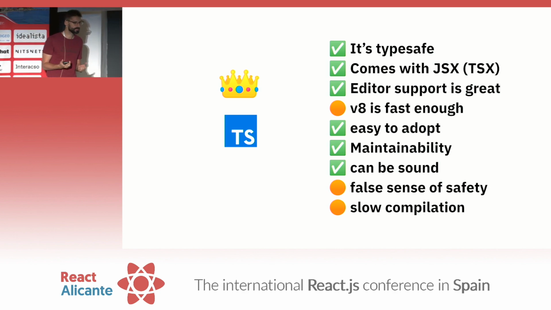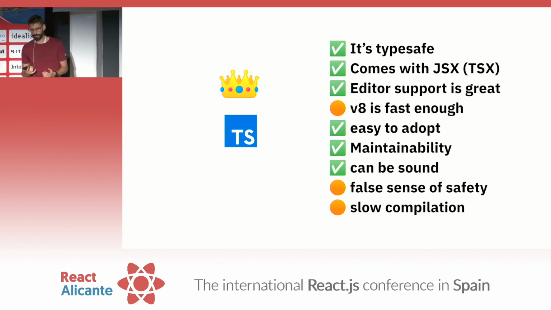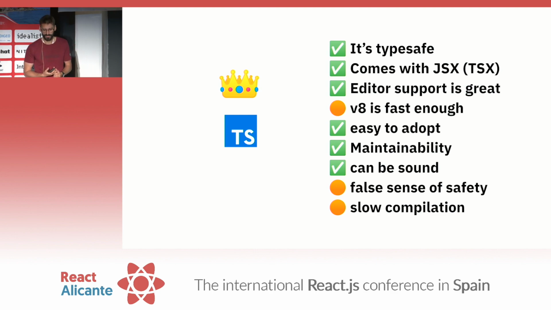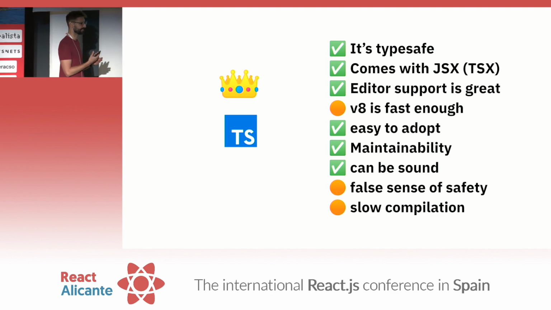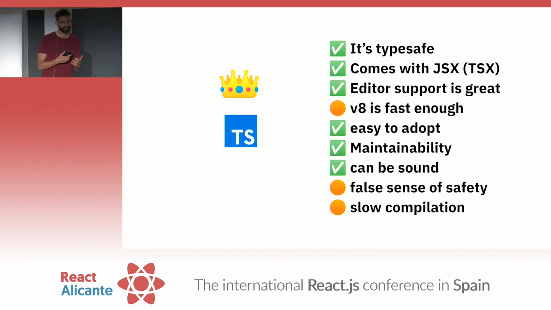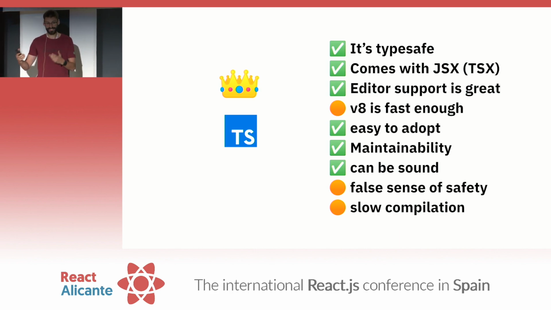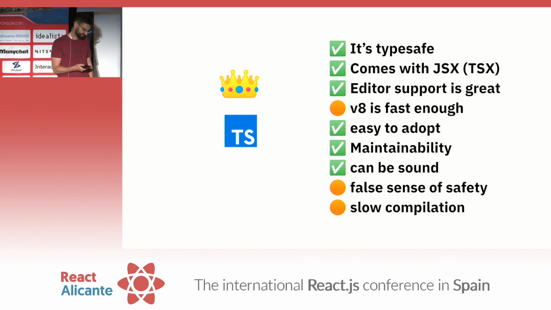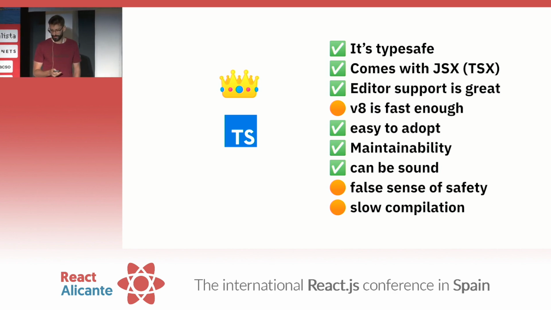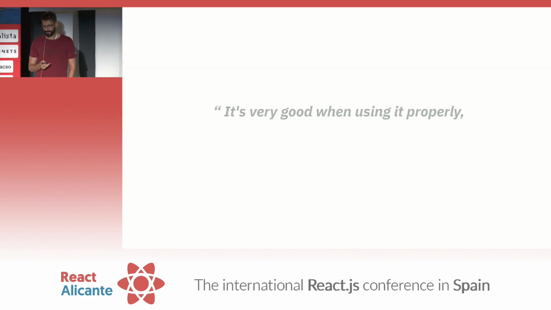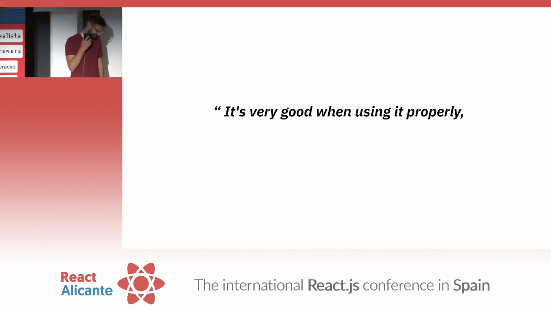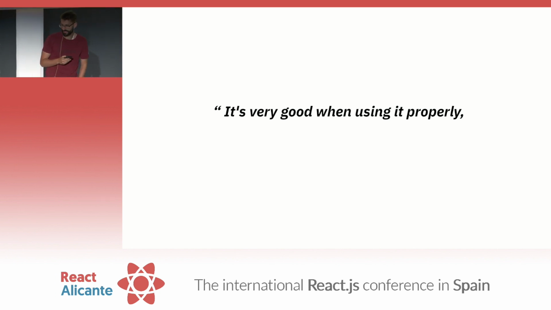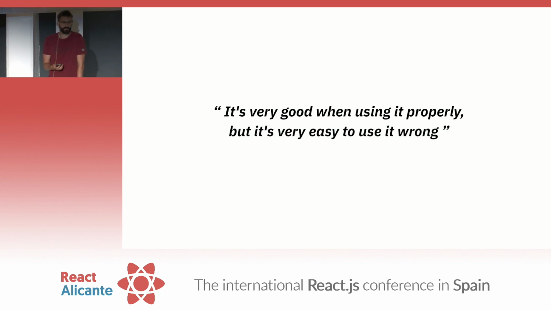Not everybody wants or needs to be performant. Sometimes TypeScript can lie, so you are actually using a type system, but sometimes you can fall into a trap of unsafety. Some teams might not prefer that, of course, and for example, it's very slow to compile, which is not a big deal, but still annoying. So I heard this quote last week, which is very good when using it properly, but it's very easy to use it wrong, right?